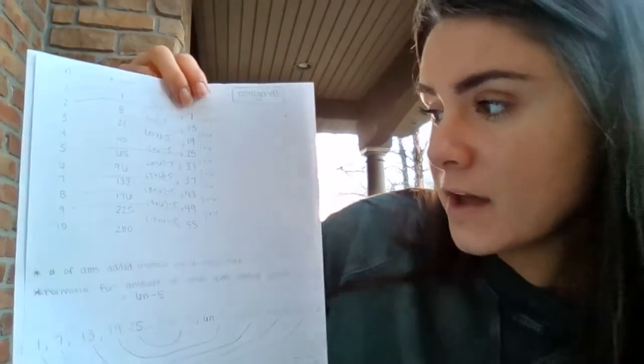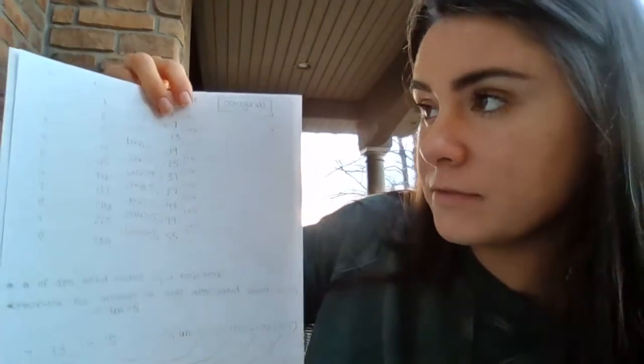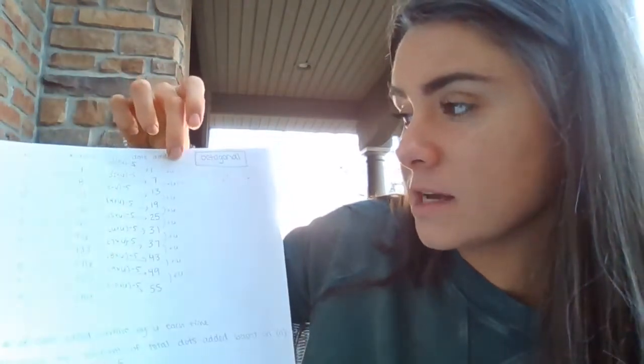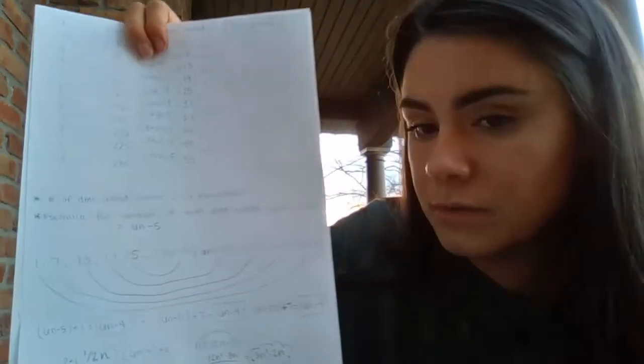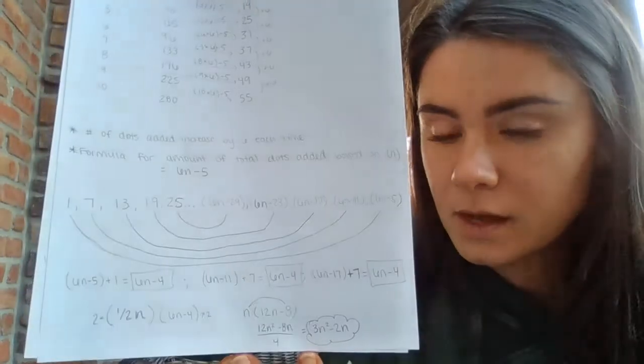So for the first one, there's 1 dot, and then for the second one, there's 7 dots. And then for the third, there were 13 dots added, and for the fourth, there were 19 dots added. So each time is increasing by 6 dots added. And so then I found a formula for the amount of dots added for n. That formula was 6n minus 5, and then I did the rainbow pair method.